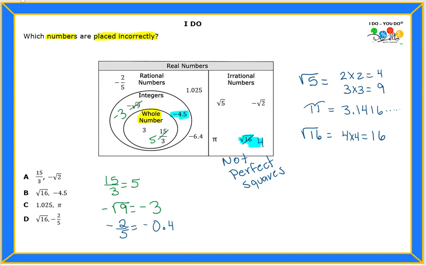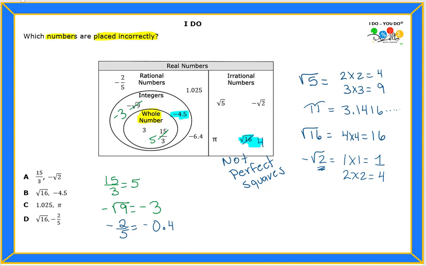How about the last number, negative square root of 2? Let me write it down here. Is that a perfect square? We know that that's not a perfect square, right? Because, for example, if you multiply 1 times 1, we get a 1. The next one will be 2 times 2, and that will give me a 4. And this number is actually between 1 and 4. So that's how I can check if these are perfect squares or not. Therefore, negative square root of 2 is an irrational number.